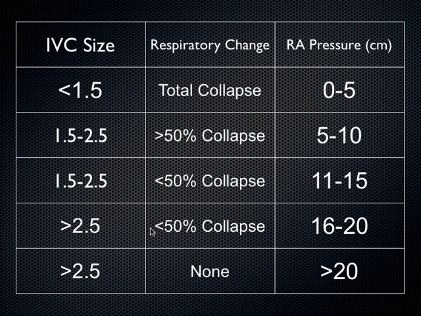So if the IVC is really, really small and you breathe in, it collapses down, then your right atrial pressure is really low and you need some fluids. And then you've got all these numbers here. When it's really big, more than 2.5 centimeters, you can measure with the calipers, and then the patient breathes in and it doesn't move at all, then their CVP is over 20. Just put that in the back of your mind. We're going to come back to this quite a bit.